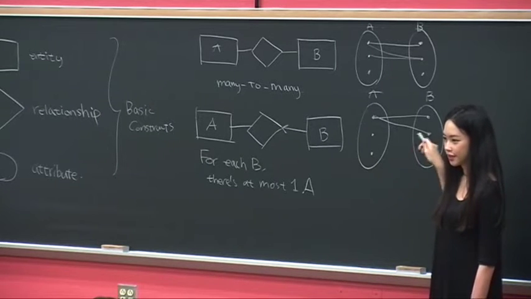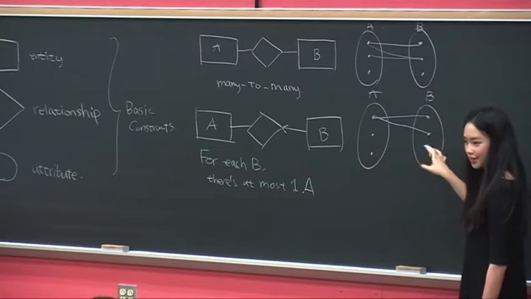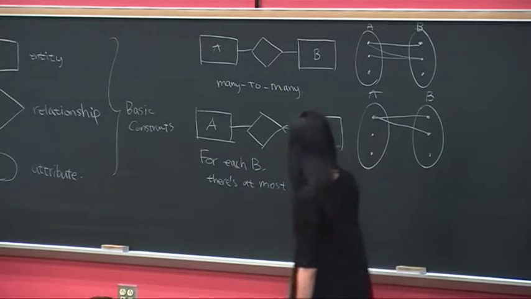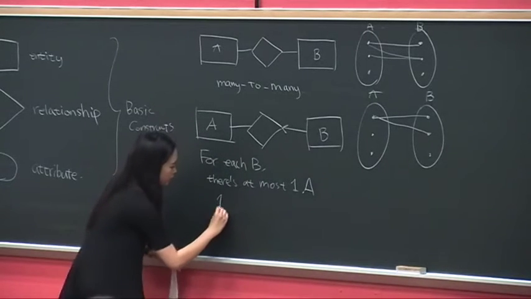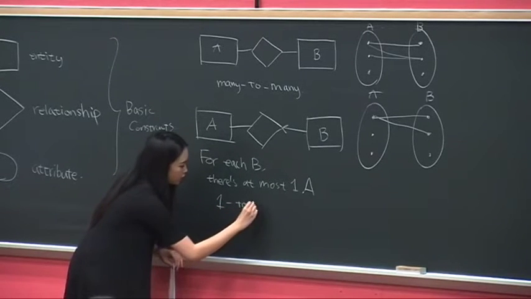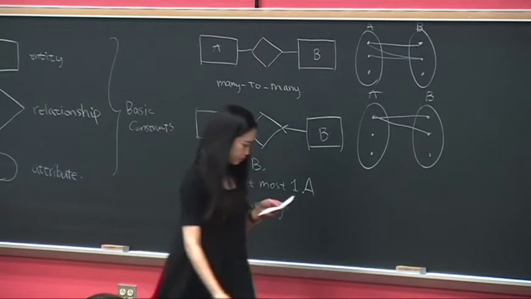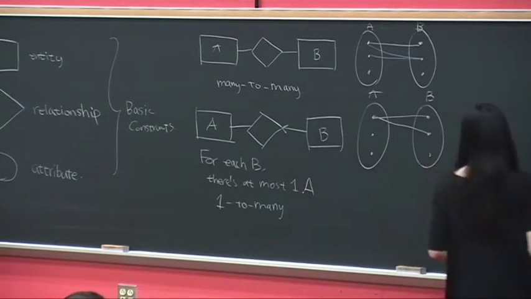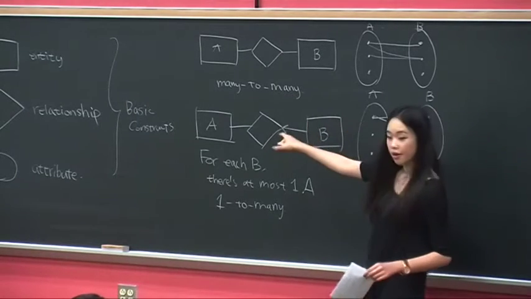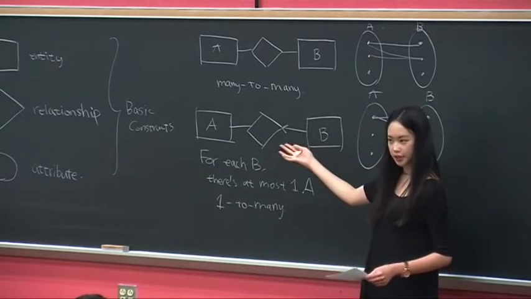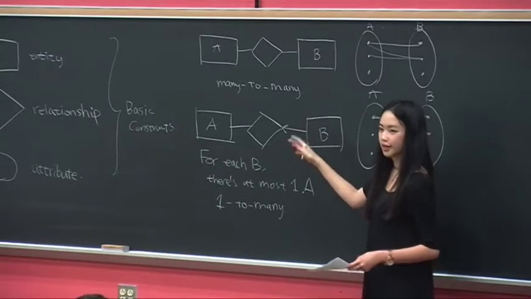Does that make it easier to figure out why it is 1 to many? For this, we say 1 to many. Then if we flip it the other way around, you know it's many to 1, right? I won't put that.